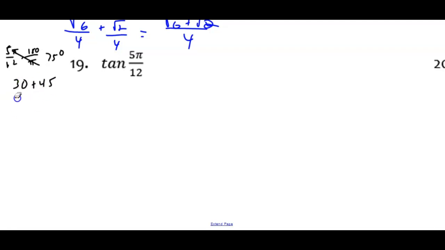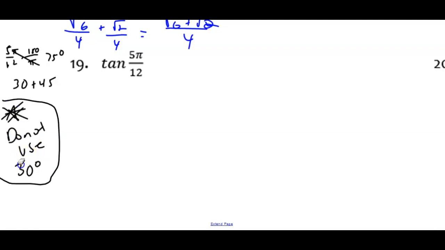Don't do this. And the reason being, all right, I'm going to star this for you. Do not use 30 degrees. There's an error that's made right here that people don't account for, and they consistently mess this one up. Do not use 30 when doing tangent. I repeat, when doing tangent, do not use 30 or pi over 6. It's the same thing, radian, degree. Don't use these for tangent.